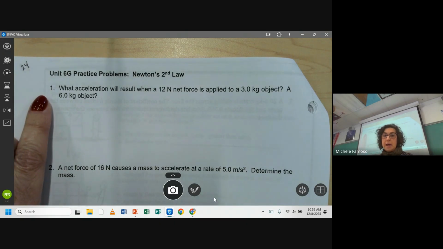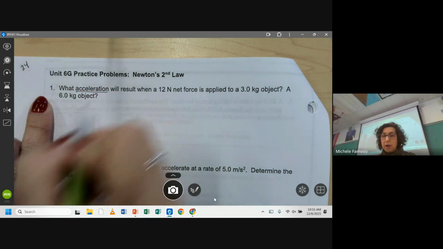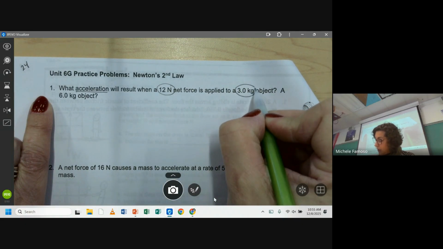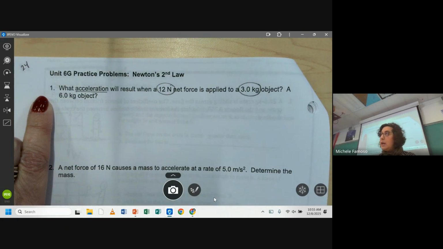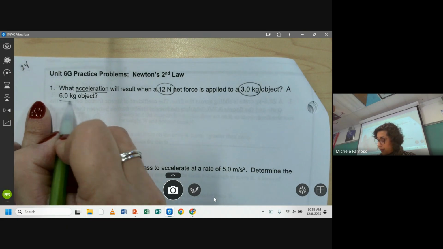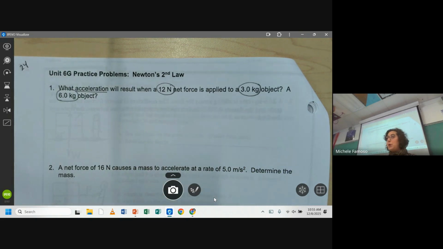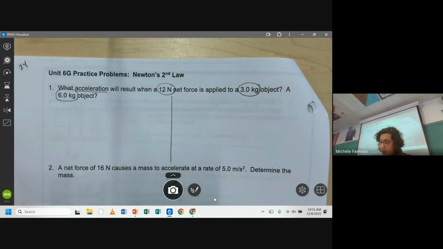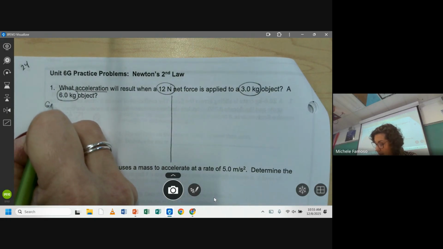Number 1 asks us what acceleration is going to result when a 12 Newton net force is applied to a 3.0 kilogram object. And then what acceleration will we get if I put it on a 6.0 kilogram object? So this question has 2 parts. I'm going to divide up my question and answer space into 2 sections. I'm going to start with my GUESS method.